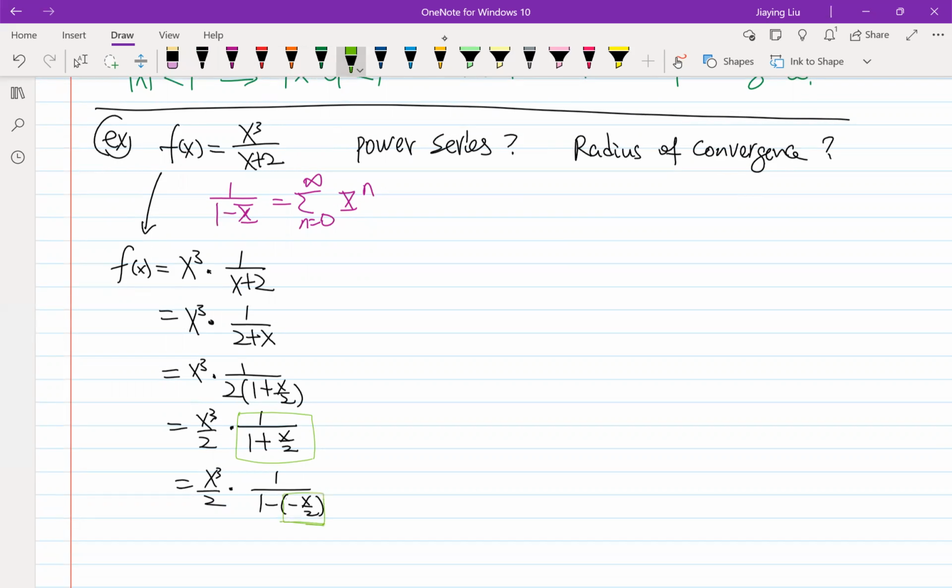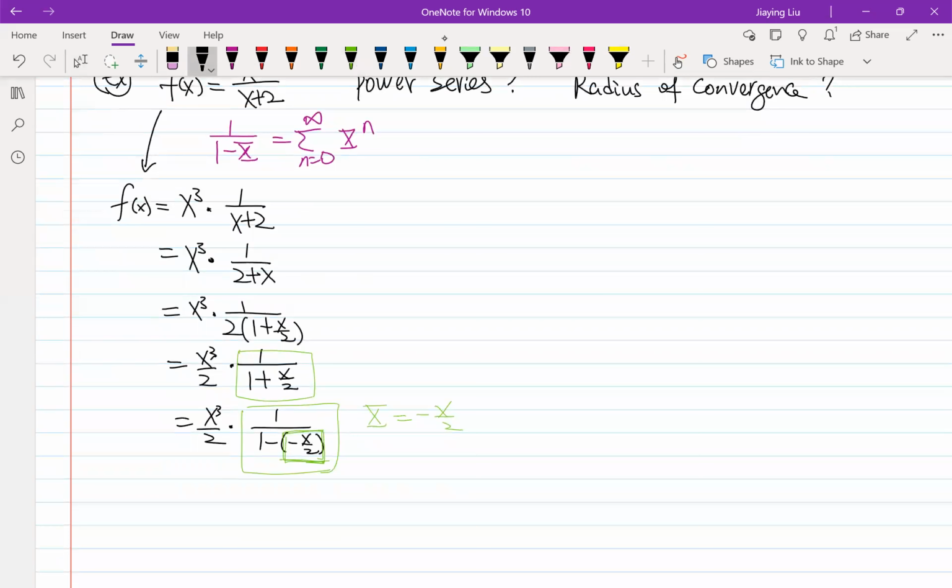This part is basically the capital X. And I'm only going to focus on this fraction part, the second part, 1 over 1 minus negative x over 2. I'm going to find the power series for that part alone by using the trick. That's x cubed over 2 times sigma n from 0 to infinity, capital X to the nth power. So that's negative x over 2 raised to the nth power.